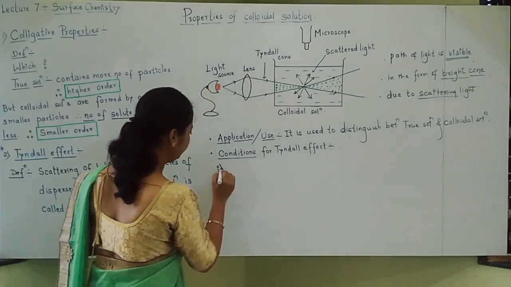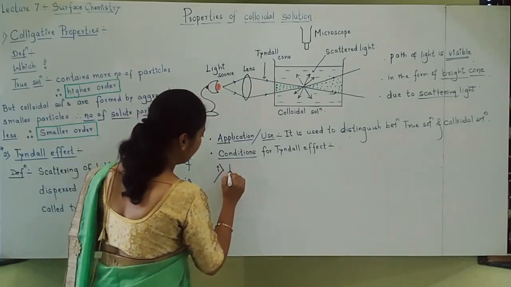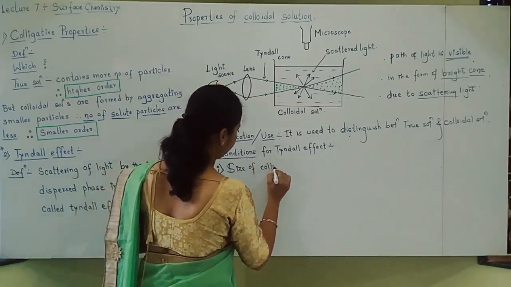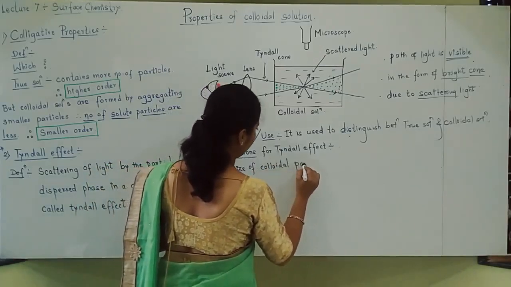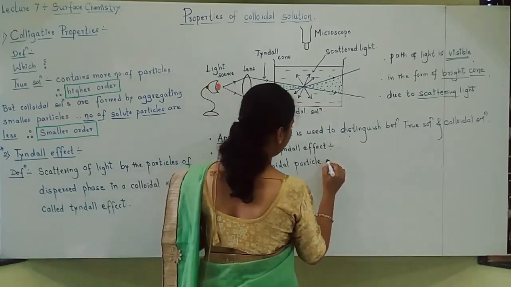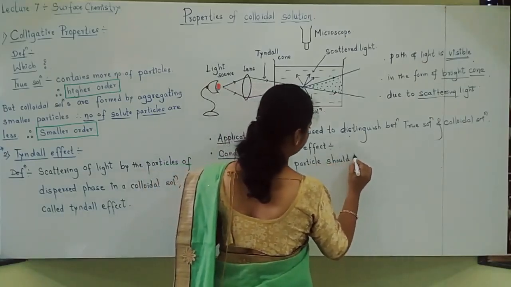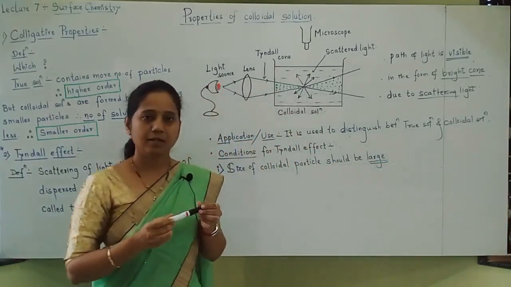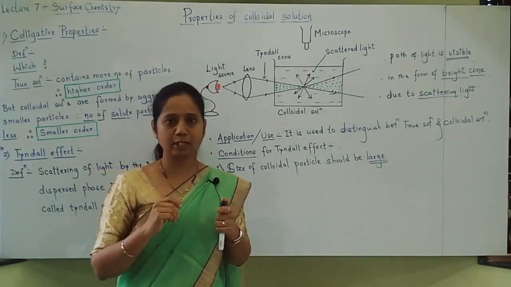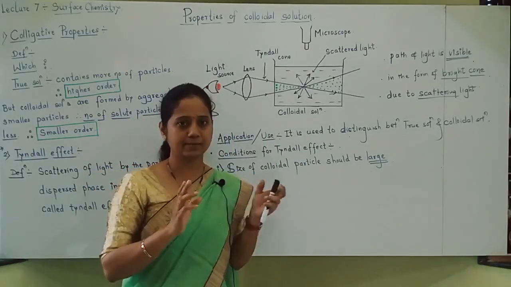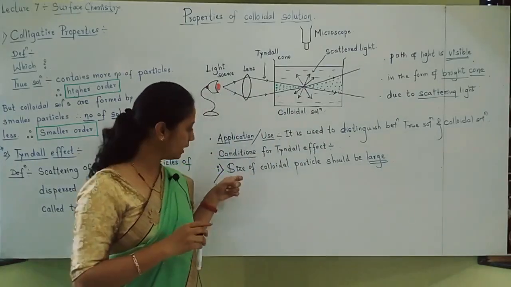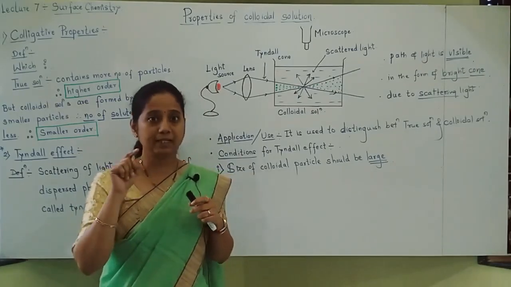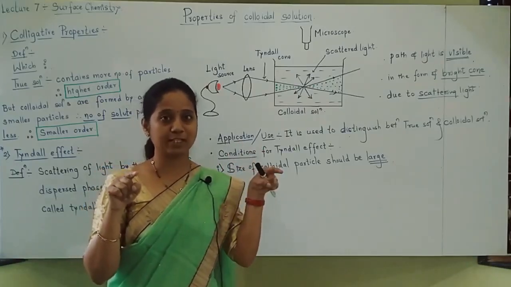First condition, size of colloidal particle should be large. Okay. So it depends upon size of particle. Of course, colloidal particles are having large size, and that's why they show Tyndall effect. So condition understood. Size should be large, and of course colloidal particle size will be large, but range will be there, 1 nanometer up to 1000 nanometer.